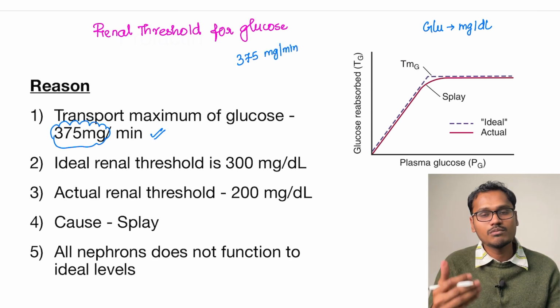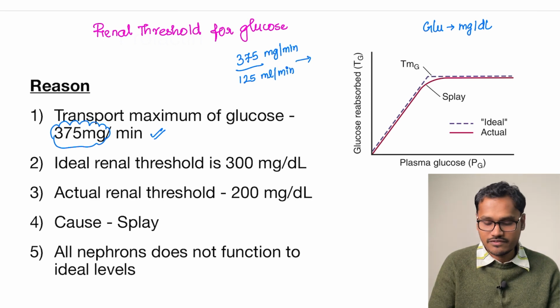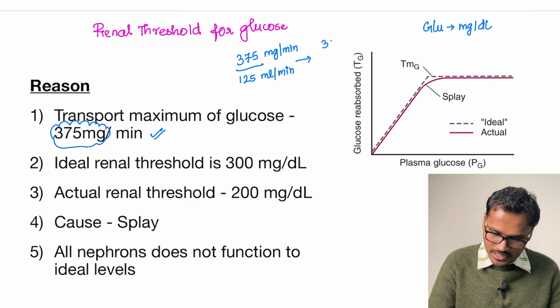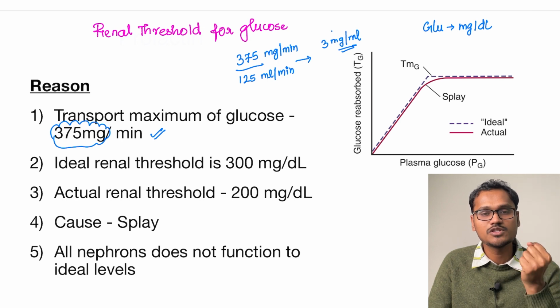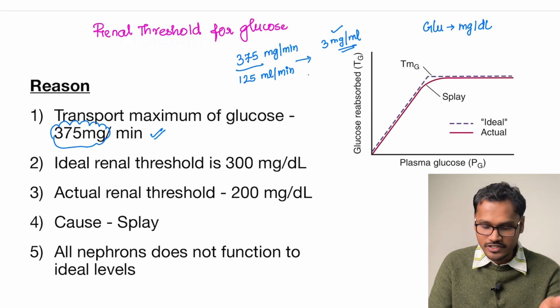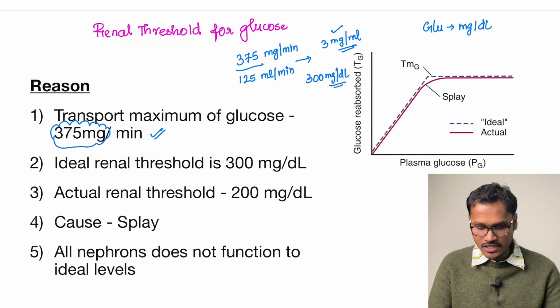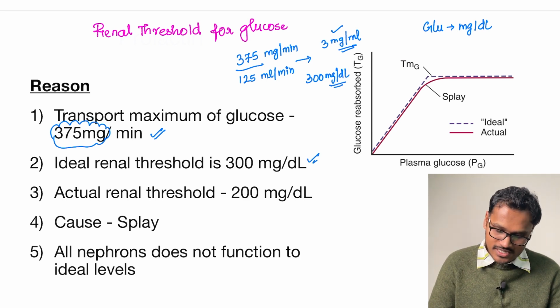And we know the glomerular filtration rate. What is the glomerular filtration rate? It is 125 ml per minute. So what is going to be the end value? The end value is going to be 3 milligram per ml. So the nephron can reabsorb glucose up to 3 milligram per ml. When you convert this into deciliter, it will be 300 milligram per deciliter. Deciliter is 100 ml. So the ideal renal threshold is 300 milligram per deciliter.